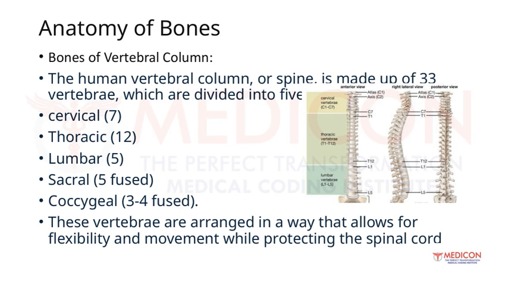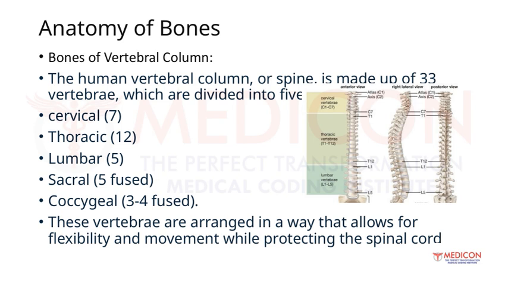Next is the lumbar region, with 5 vertebrae, supporting much of the body's weight and providing stability for the lower back. Below that, we have the sacral region, which includes 5 vertebrae that are fused together to form the sacrum. This structure helps connect the spine to the pelvis. Finally, the coccygeal region consists of 3 to 4 fused vertebrae, forming the coccyx or tailbone.